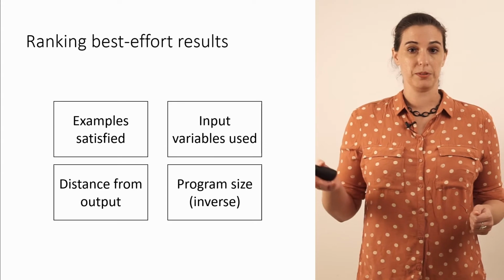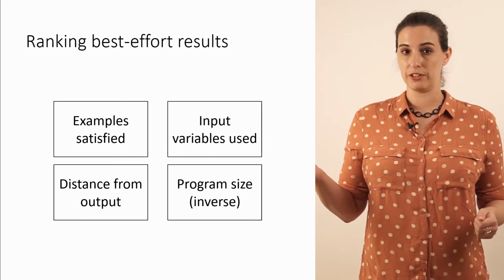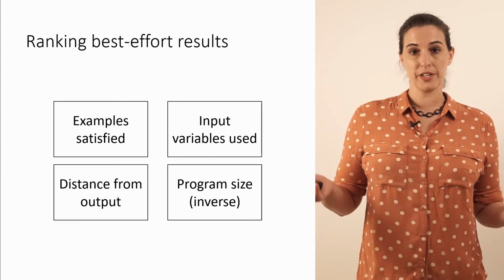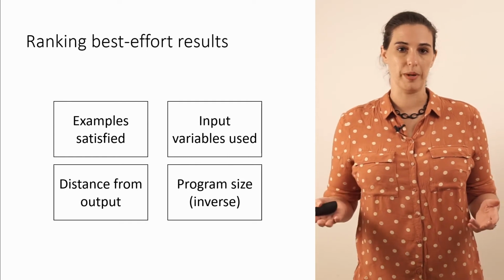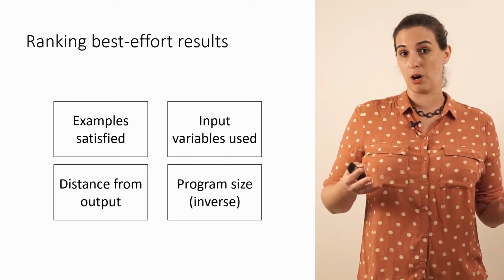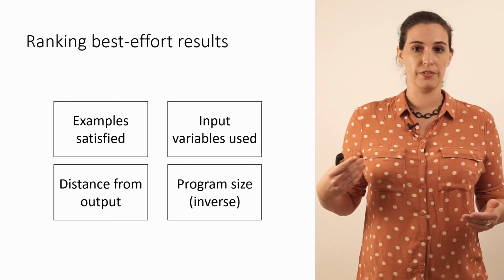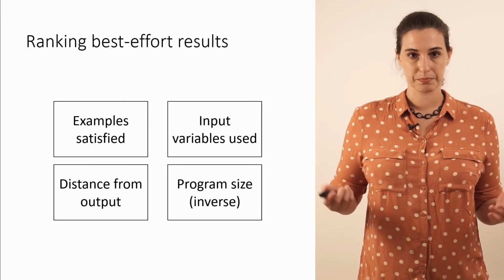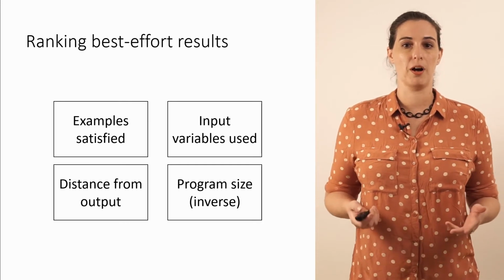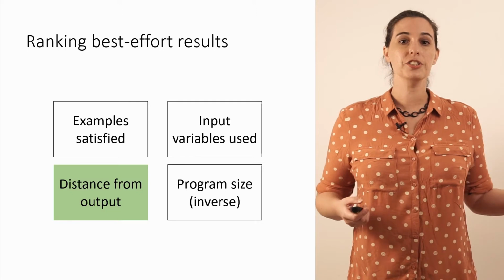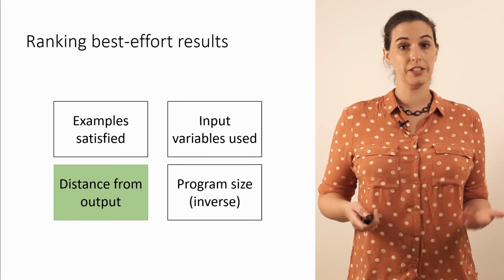How many of the examples were satisfied? More is better. How many of the input variables were used? More is also better. Preferring smaller programs, in the inverse to make more be better. And there's one slightly more complex element, the distance from the output of unsatisfied examples.